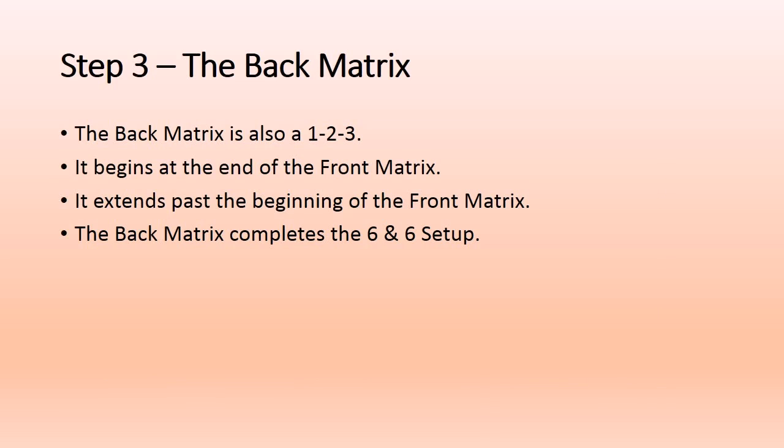If the front matrix requirements are met, watch for a back matrix 1, 2, 3 to form. Its primary direction must be back in the same direction as the jumbo swing. There are 2 additional requirements for a valid 6 and 6 setup back matrix. With the formation of the back matrix, the 6 swings of the setup will be completed.